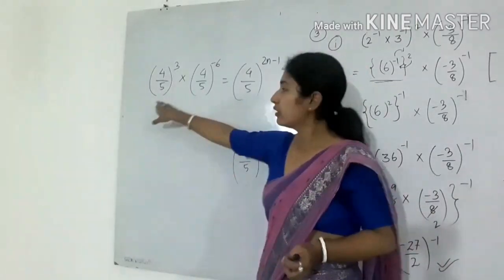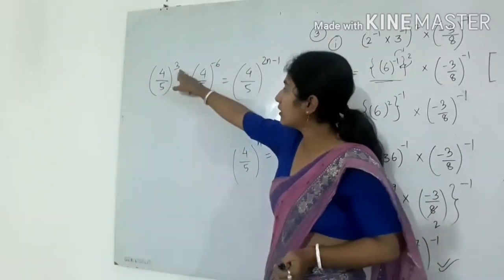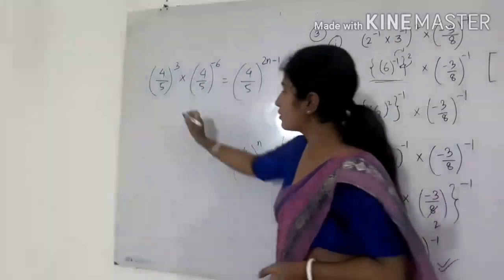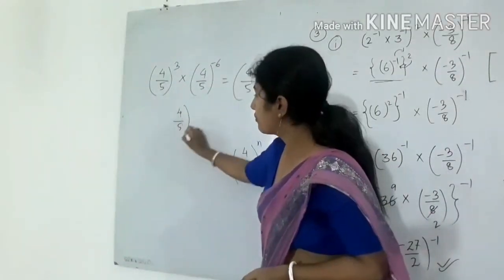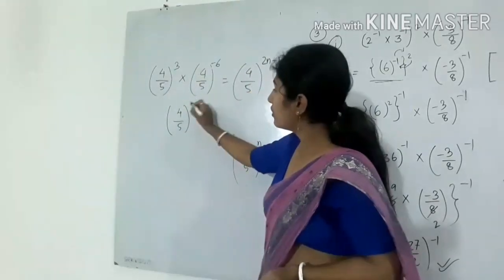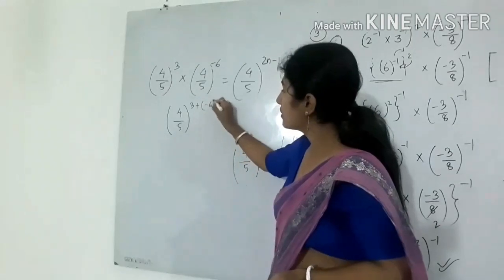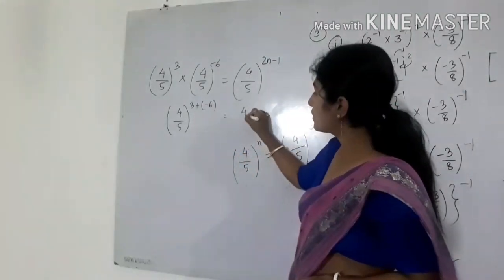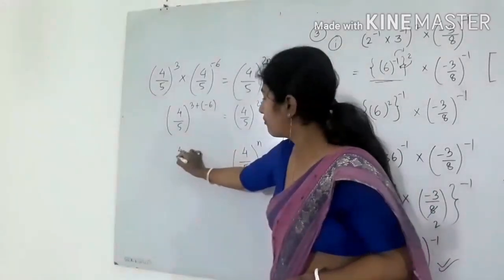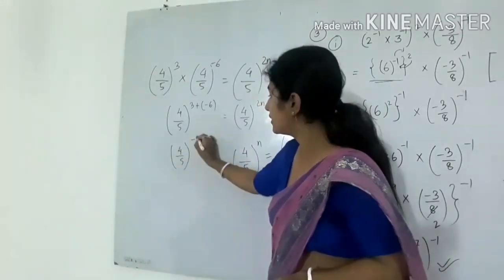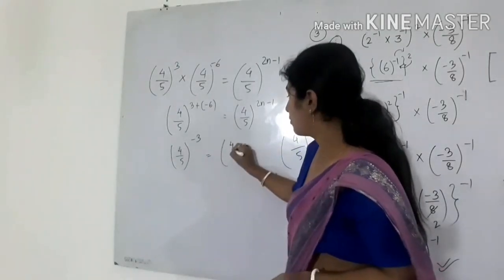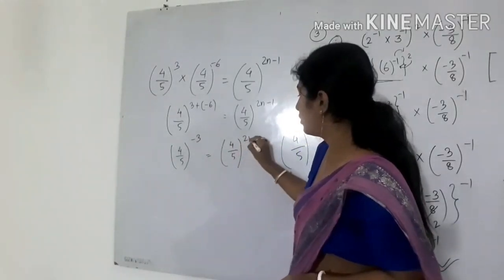So how will you simplify? Yes, we have the law that if the bases are same and the powers are different or same, then you can apply the law. The law is what? 4 by 5 whole to the power, we have to add the two powers. So 3 plus minus 6 is equal to minus 3. So the final left hand side will be 4 by 5 whole to the power minus 3. And this will be 4 by 5 whole to the power 2n minus 1.